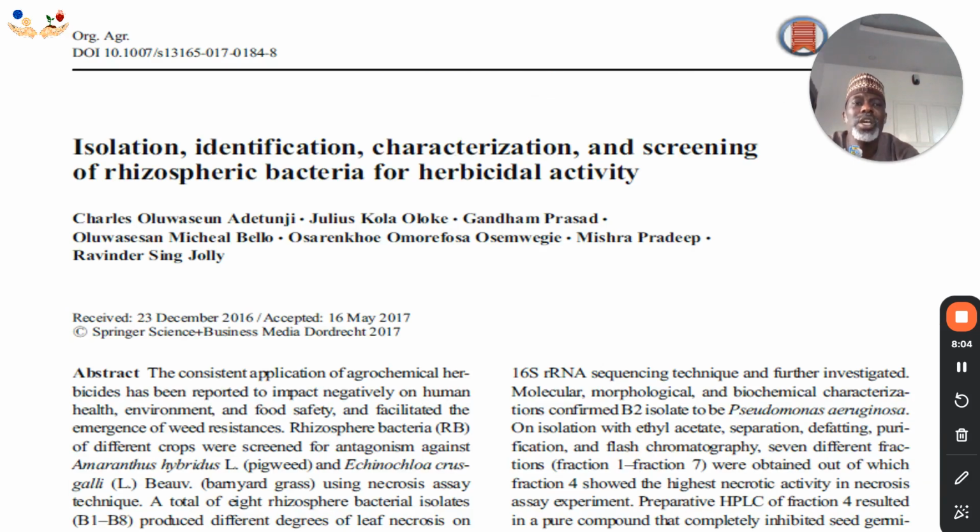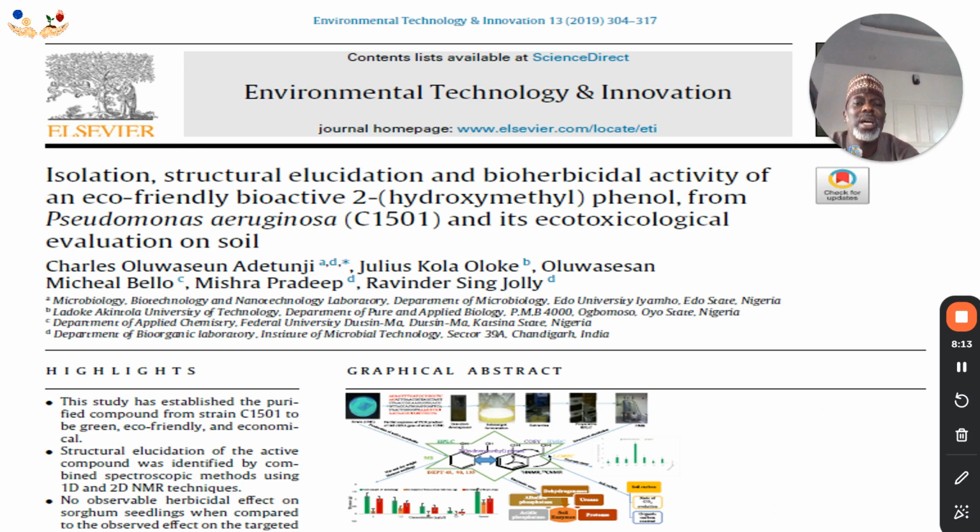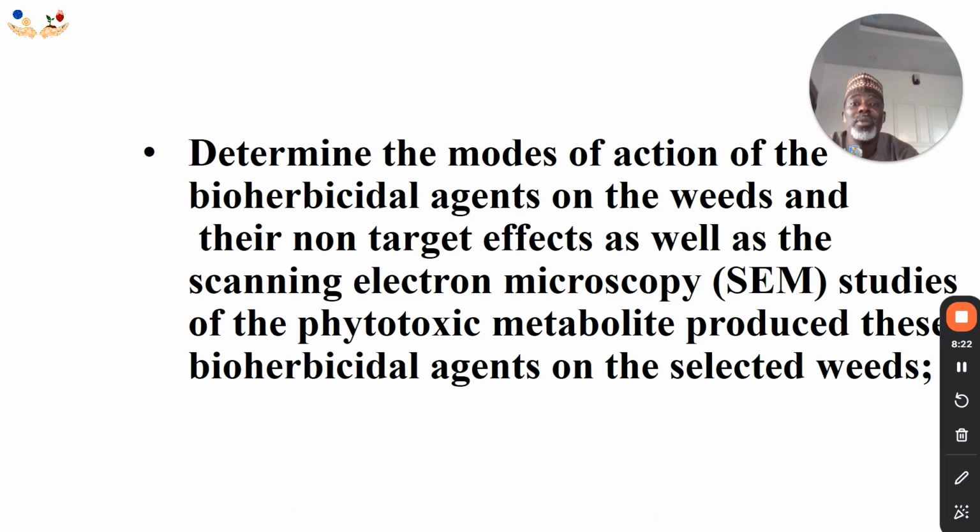This shows the publication we published after isolation, identification, and characterization screening of the rhizosphere bacteria for their herbicidal activity. We also went further to establish the metabolomic profiling by isolating and establishing the structural identity and biocidal activity from this particular strain. We determined the mode of action on the weed and the non-target, as well as electron scanning microscopy studies.